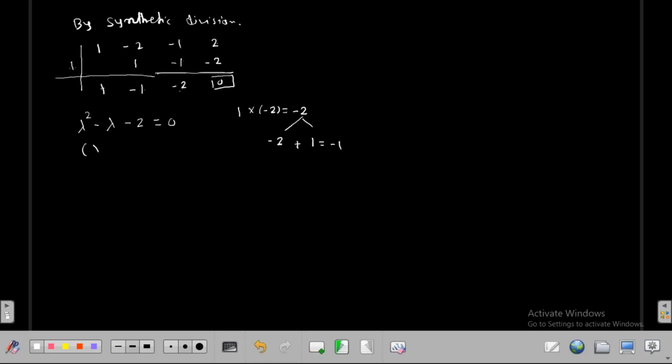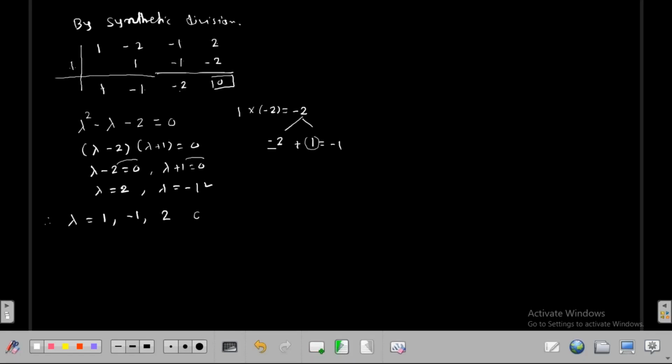So the factors are lambda minus 2 and lambda plus 1 equal to 0. So we get the factors of this quadratic expression. Now find the roots of lambda. Separate them: lambda minus 2 equal to 0, and lambda plus 1 equal to 0. So we get lambda equal to positive 2, transferring this minus 2. Then lambda plus 1 equal to 0 gives lambda equal to minus 1. Therefore the first root is 1, the second is minus 1, and the third is 2. These are the eigenvalues.